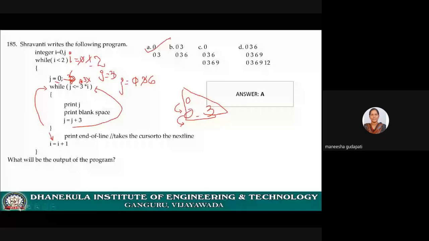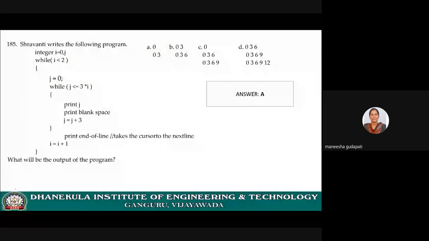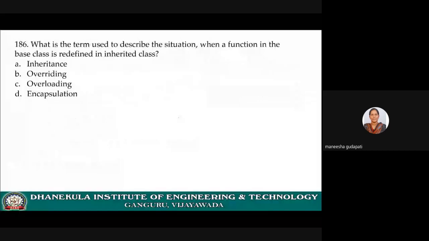Is this clear or any doubts in this program? You have to simply substitute i value and j value and you have to trace each and every line for these types of programs. Next, look at this. A direct question: what is the term used to describe the situation when a function in the base class is redefined in the inherited class? Whether we call it inheritance, overriding, overloading or encapsulation.